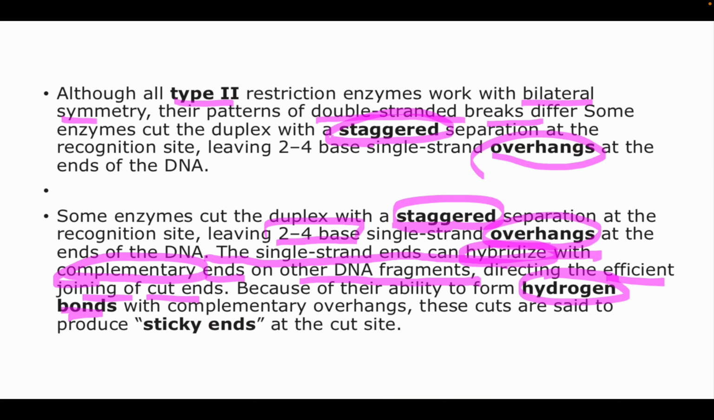Unlike blunt ends, which are cut into symmetrical nitrogen bases, so they are equal, the type 2 restriction enzymes with overhangs or sticky ends are more useful because they can form hydrogen bonds with the nitrogen bases that you will add, depending on the sequences produced in the overhangs or sticky ends. Okay?